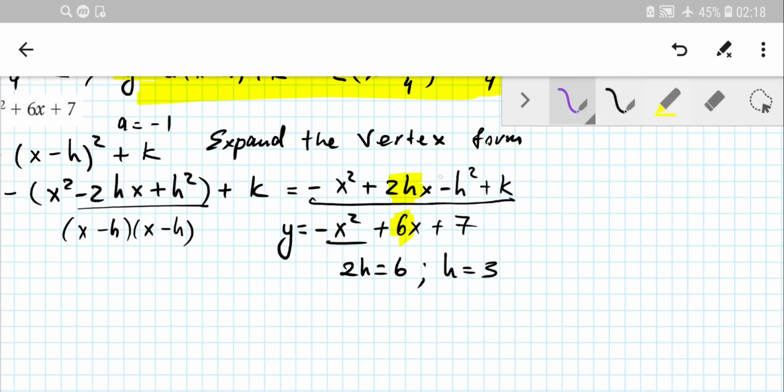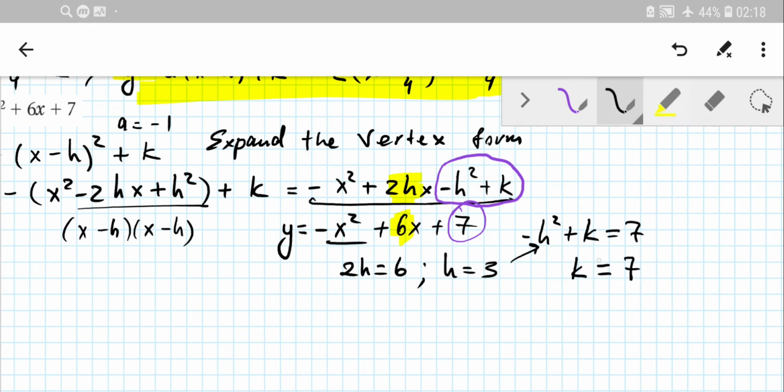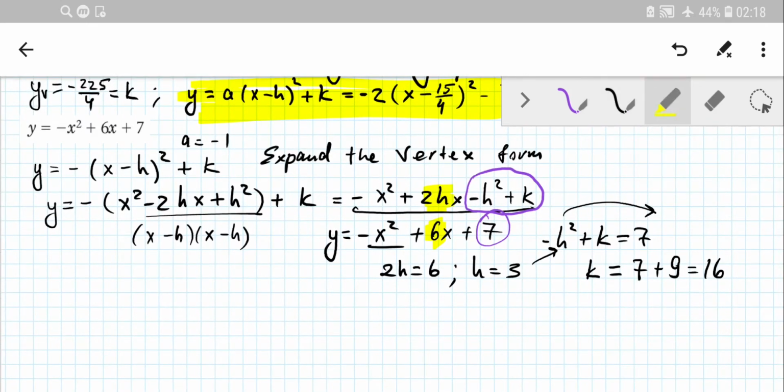And the last combination, which is here, minus h squared plus k, should be equal to 7 here. So we just write minus h squared plus k should be 7. In this case, if we plug 3 instead of h, we can figure out that k is simply 7. First, transfer negative h squared here, we'll get plus h squared, so plus h squared is 9, all right? And we've got 16. So we've got all the coefficients, h and k.